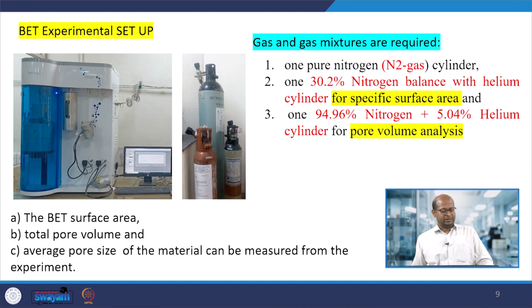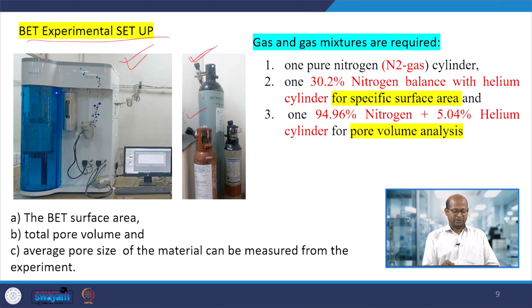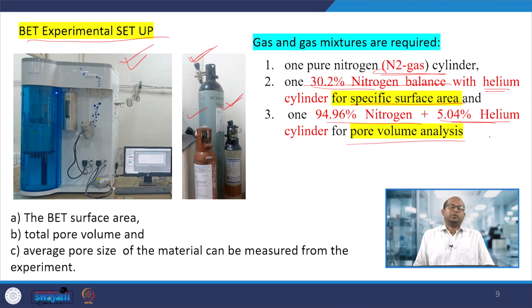So, adsorption and desorption isotherms, and the BET equation theory was developed for this, which we'll discuss in detail. Before that, about the instrument: here is the BET experimental or instrumental setup. A few gas cylinders are needed: a pure nitrogen gas cylinder, 30.2% by volume nitrogen balanced with helium for specific surface area analysis, and nitrogen with 5% helium for measuring the pore volumes.